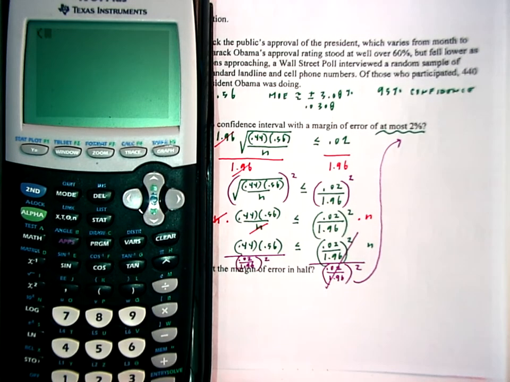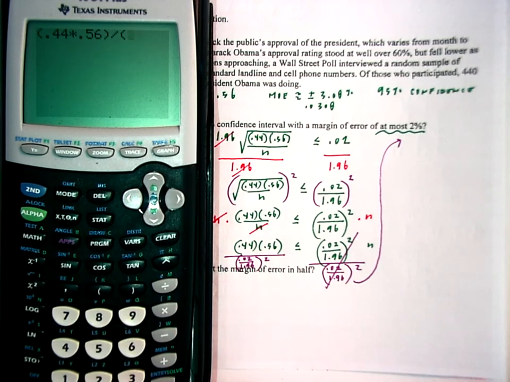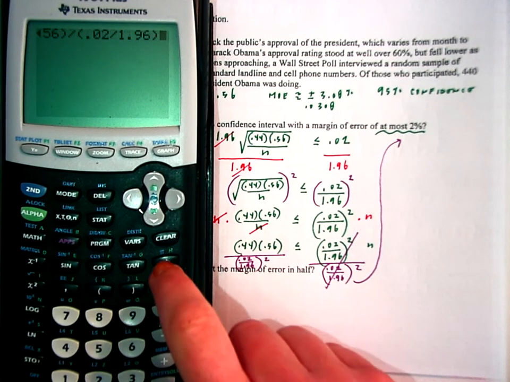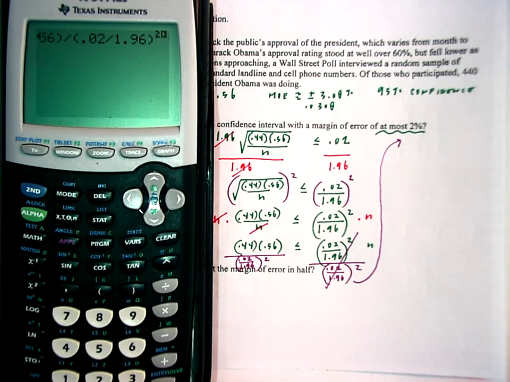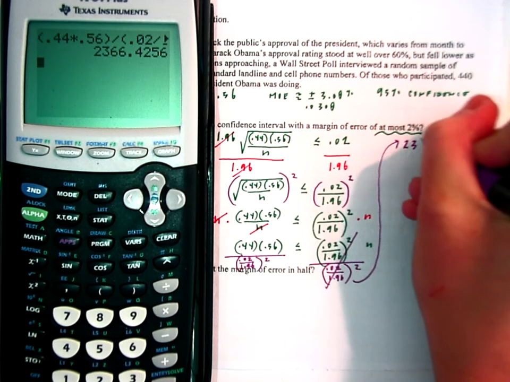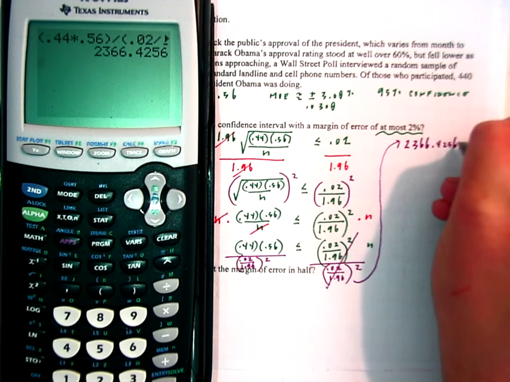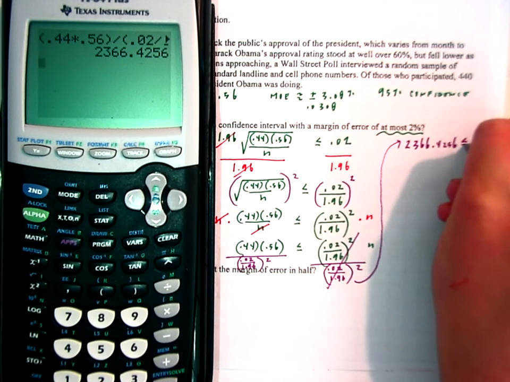So my numerator is 0.44 times 0.56. I have that in parentheses. I'm going to divide that by my denominator, 0.02 divided by 1.96, and that quantity is squared. So here I'm going to get now 2,366.4256 is less than or equal to n.